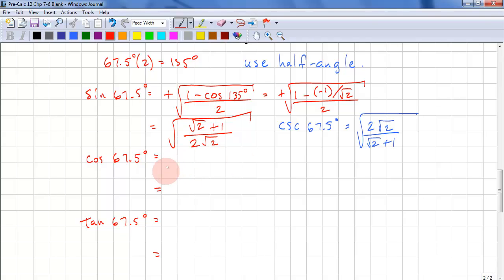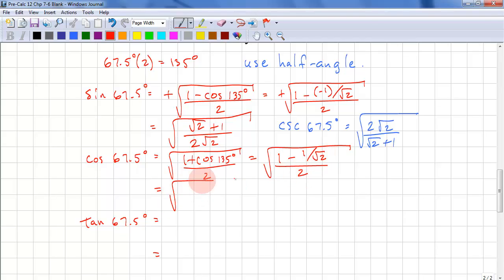Okay, so we have square root 1 plus cos 135 degrees all over 2. And we have square root 1 minus 1 over root 2 over 2. And that gives us square root 2 minus 1 over 2 root 2. And secant 67.5 degrees is the reciprocal of this. So we have square root 2 root 2 all over root 2 minus 1.